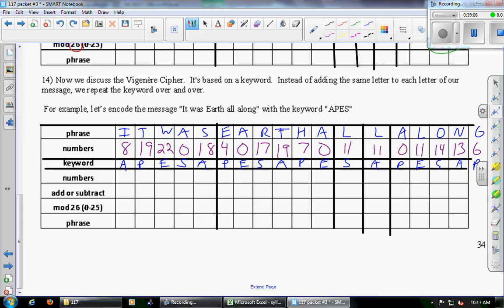And then we're going to put a keyword. Now for the Caesar cipher, what's the keyword all the time? Just D's. But that's really easy to crack. So now we're going to have a keyword that changes. And the keyword for us here is apes. It's given. So we're going to write the keyword apes. And you still have more things to translate. So we're going to write another copy of the keyword. And you just keep writing apes all the way across.